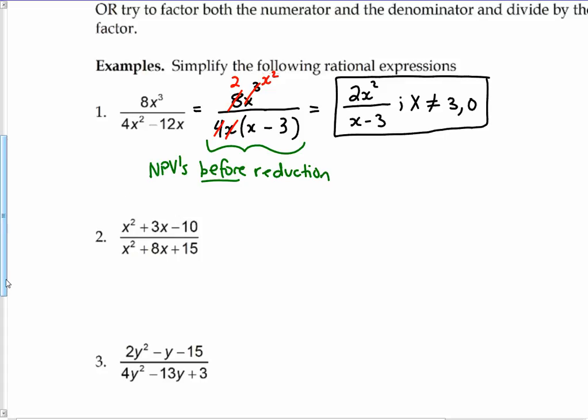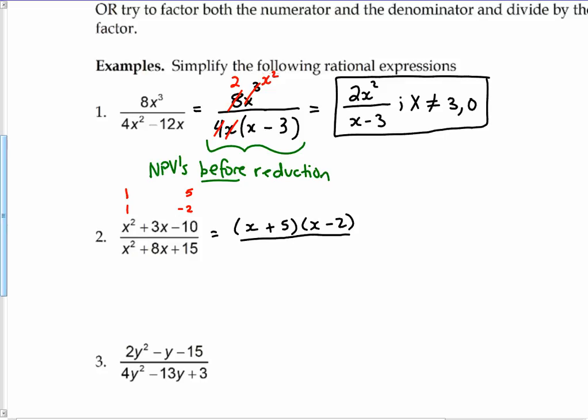Okay, the first one, 1 and 1. I'll do the Chinese method on top. What two numbers multiply to negative 10, add to 3? 5 and 2. Who has to be negative? 2. Good. Okay, so the first one factors to x plus 5, x minus 2.